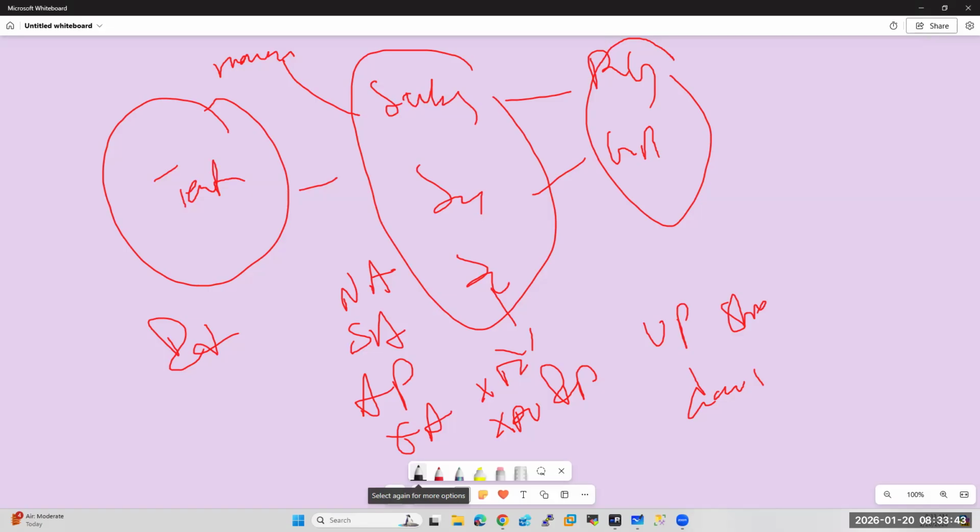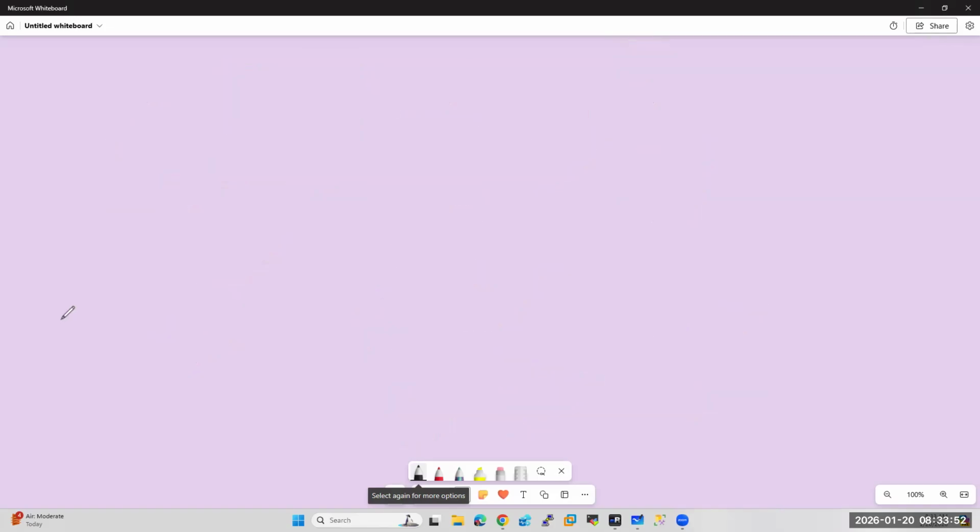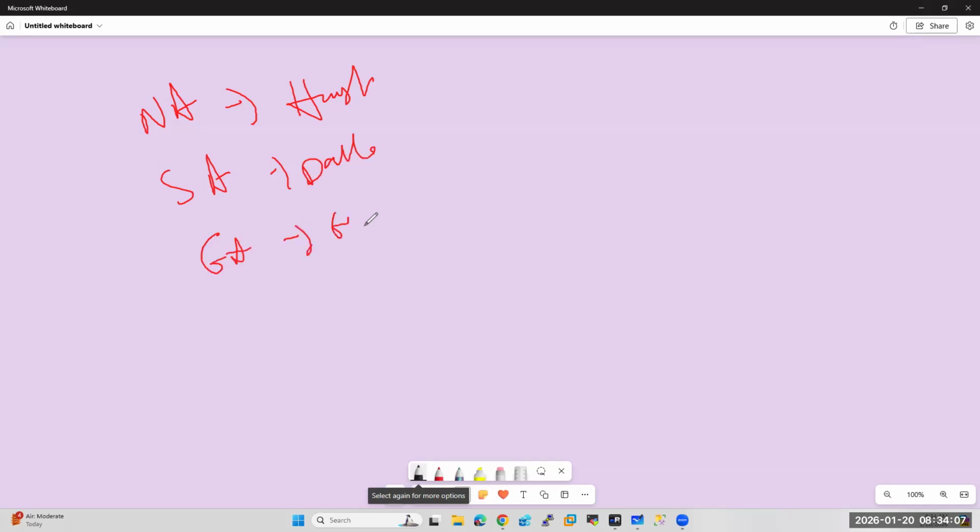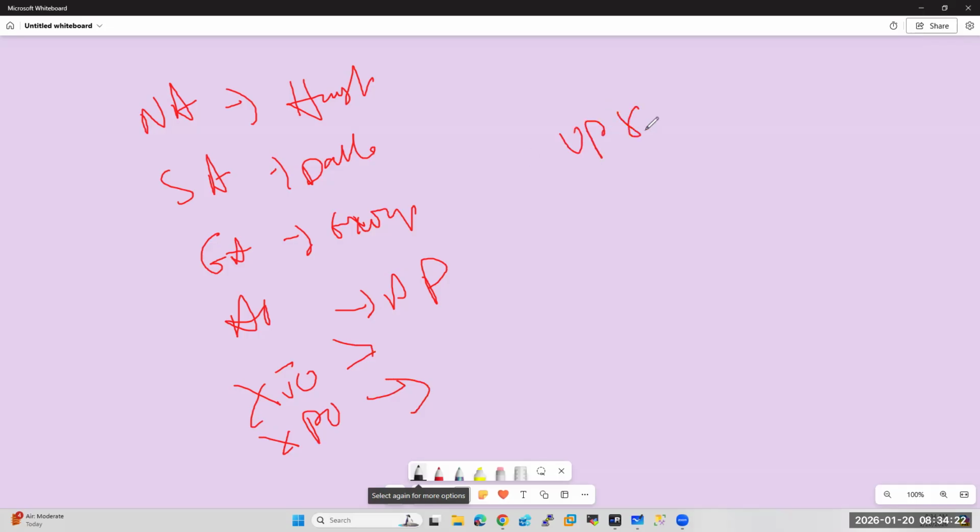Suppose I am a user in Nike. Why do I want multiple domains to work? That's what I told you. NA domain, North America, nothing but Houston. SA domain, Dallas. EA domain, Europe Asia. AP domain, Asia Pacific. XTO, XPO are external domains for us basically. I don't know where they are placing, but upstream, downstream are nothing but UAE, Gulf countries.